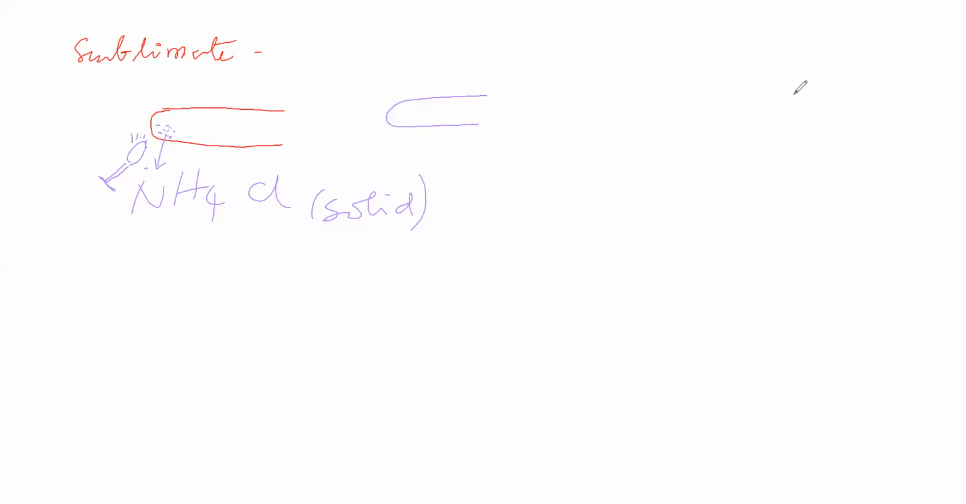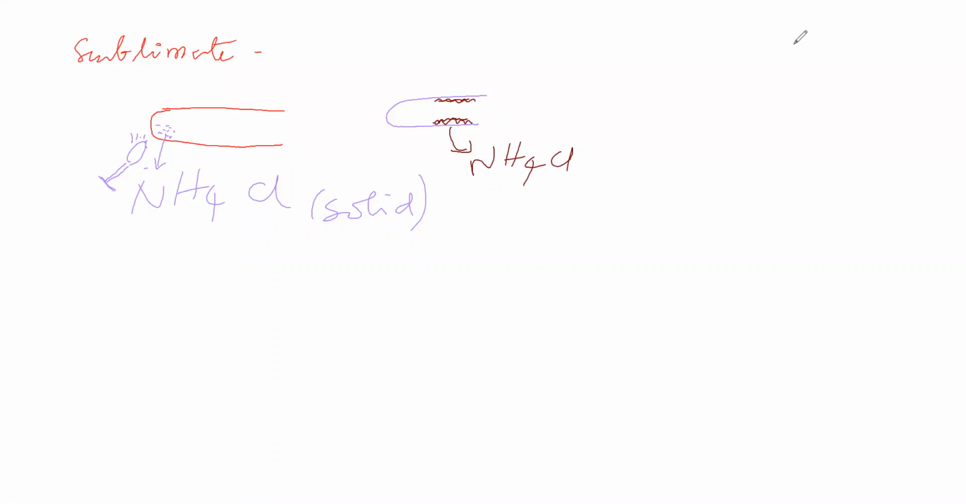Now where ammonium chloride will be there, it means ammonium chloride will be deposited here. It is ammonium chloride. Okay. This is ammonium chloride. Okay. Next we will see.